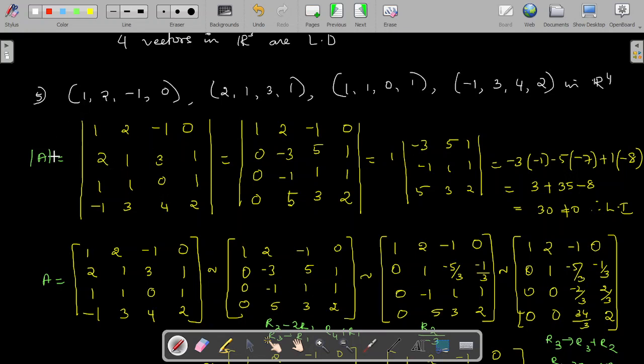So, form a matrix whose rows are the given vectors 1, 2, minus 1, 0, 2, 1, 3, 1. Then 1, 1, 0, 1, minus 1, 3, 4, 2. Now, evaluate this determinant. To evaluate this determinant, it's a 4 by 4 determinant. What we can do is, we can apply the elementary operations.